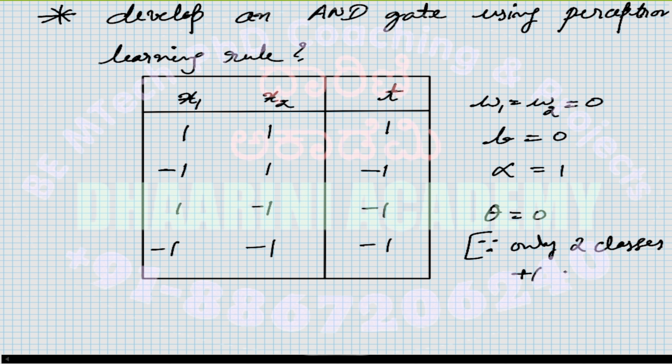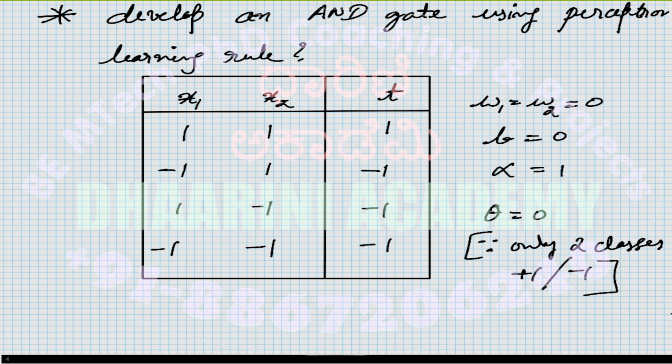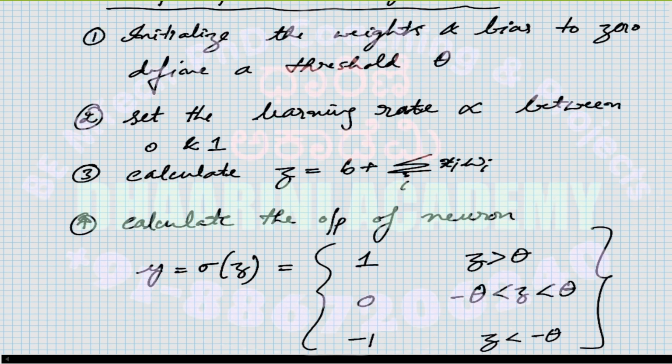What are the 2 classes? +1 or -1. I have only 2. I don't need a 0 in the middle. That's the reason why we are making theta equal to 0 in this case. Okay, so once you initialize all of them, look at the rules to be followed.